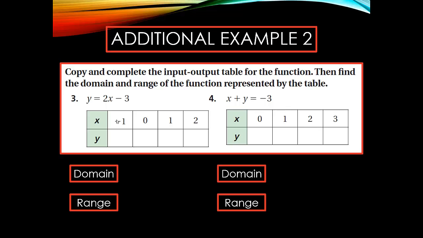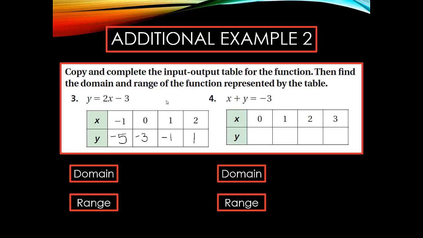So for negative 1, we would put that in. We have 2 times negative 1 is negative 2. Minus 3 would be negative 5. And then we're going to solve if we put in 0 for x. So 2 times 0 is 0. Minus 3 is negative 3. Now we'll go ahead and solve if x equals 1. So 2 times 1 is 2. Minus 3 is negative 1. And we'll solve if x equals 2. So 2 times 2 is 4. Minus 3 is 1.